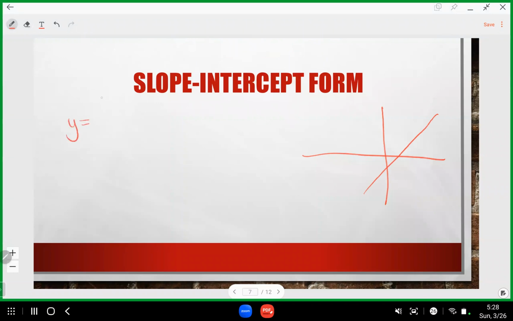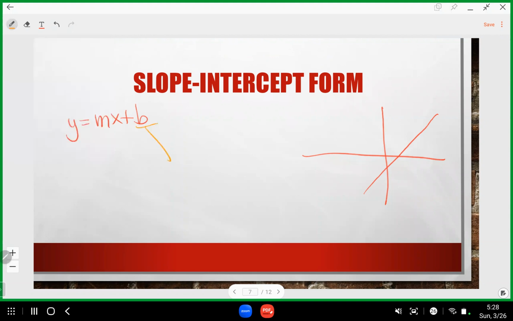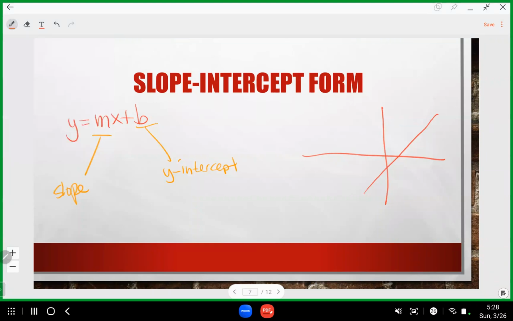Slope-intercept form is y is equal to mx plus b. I'm pretty sure you've already heard this, right? Y is equal to mx plus b. For b, let's dissect this a little bit. What is b? It is the y-intercept. Okay, and what is m? That is going to be the slope. So do we need to review slope? Fine, let's review slope then.